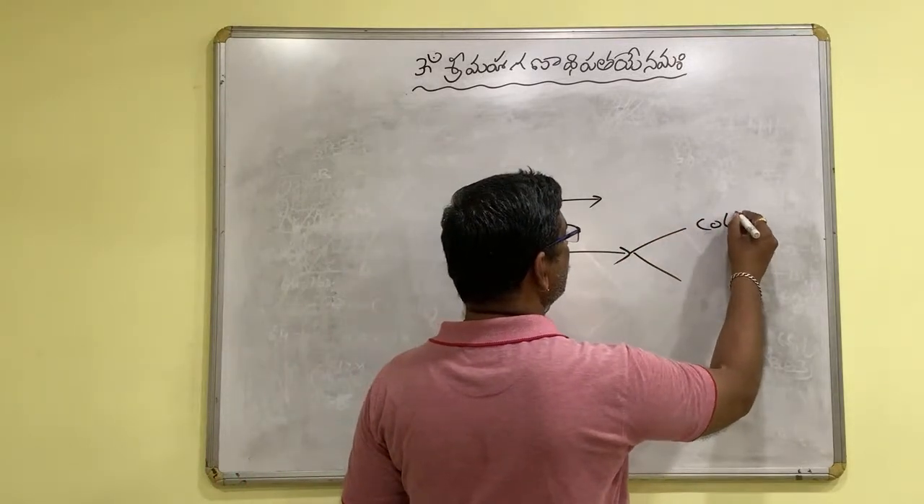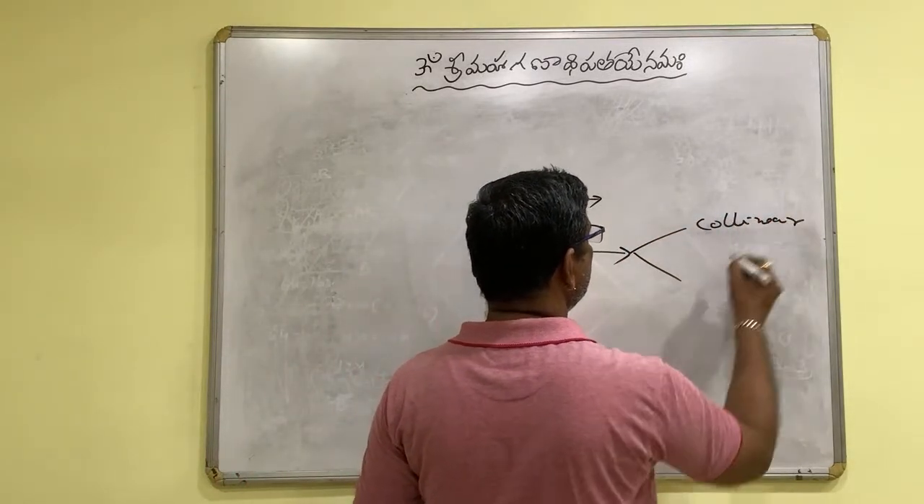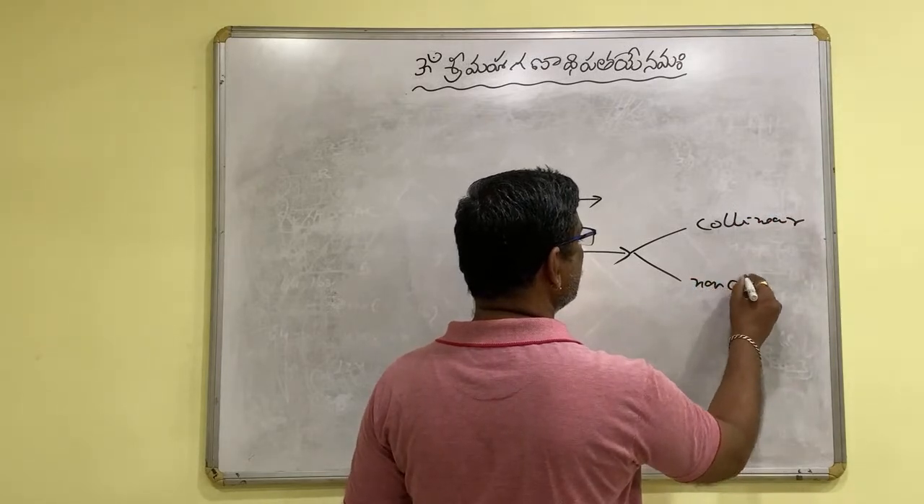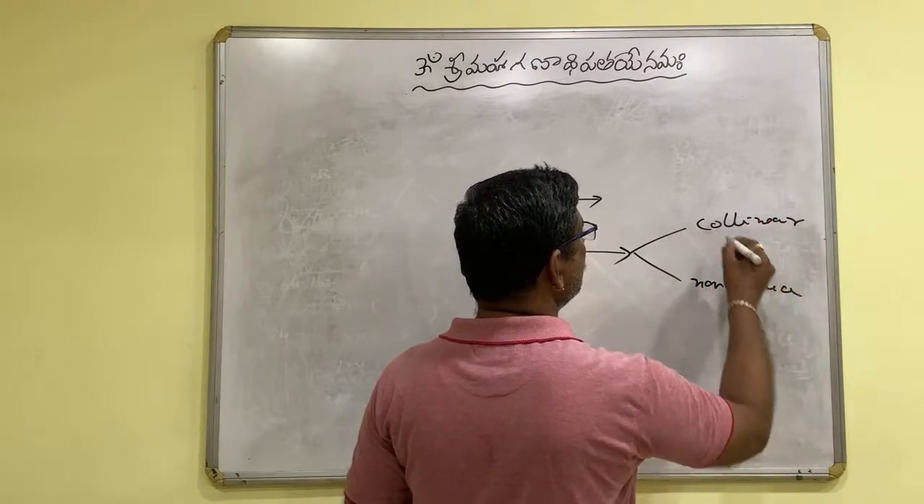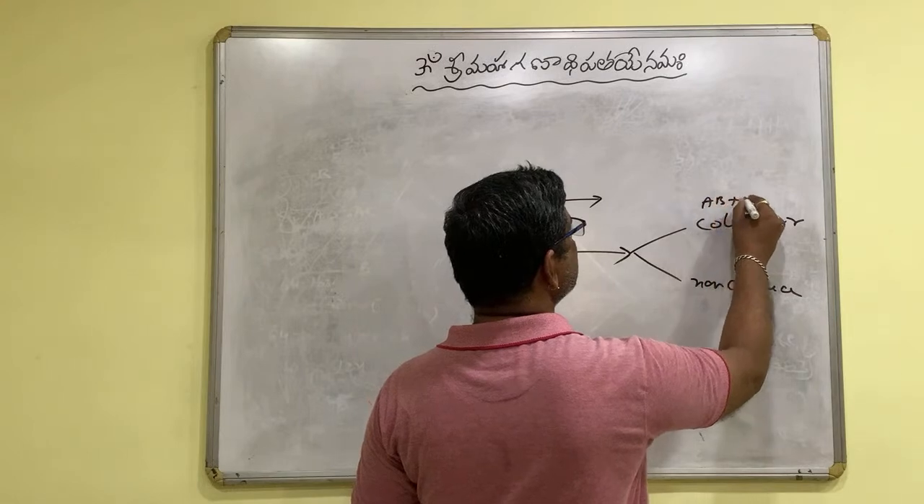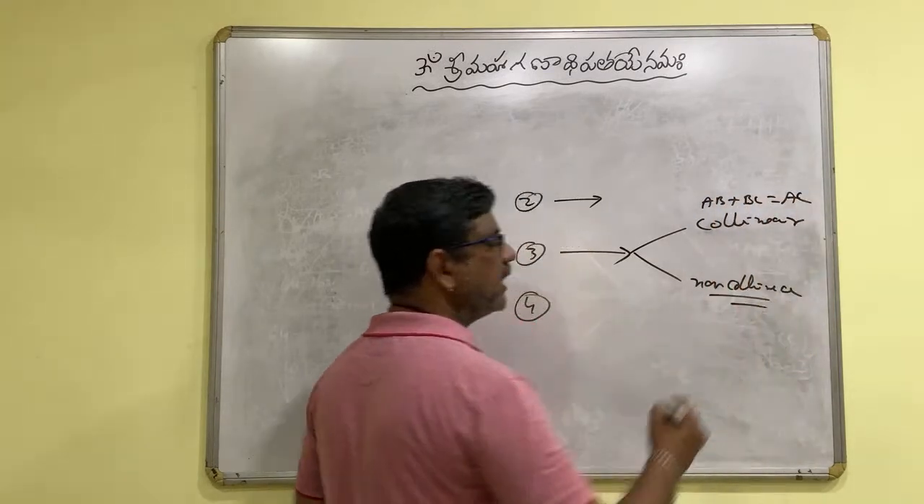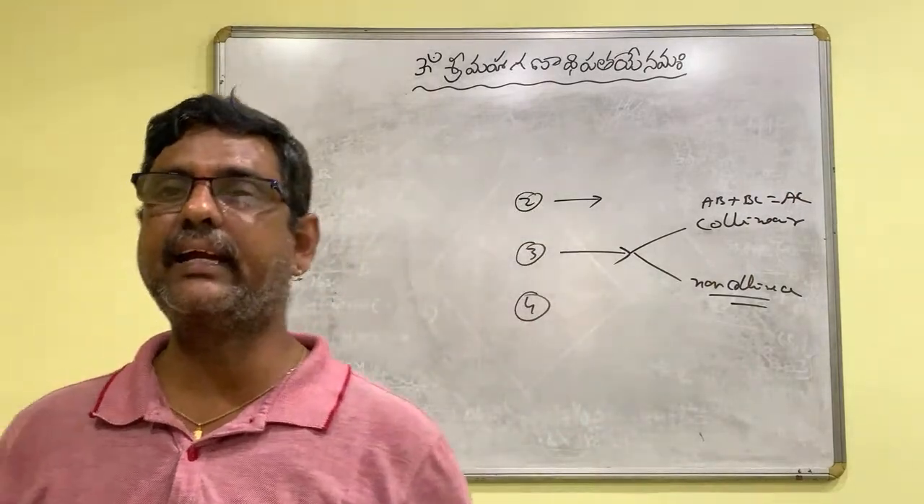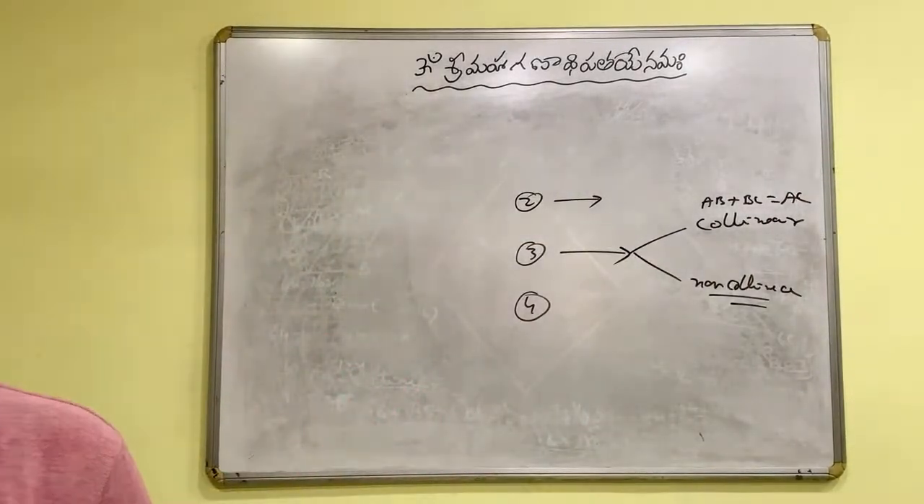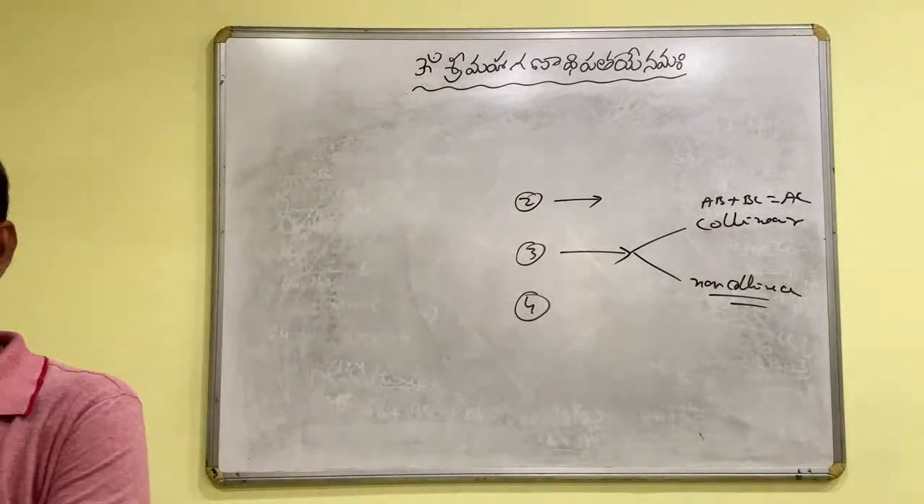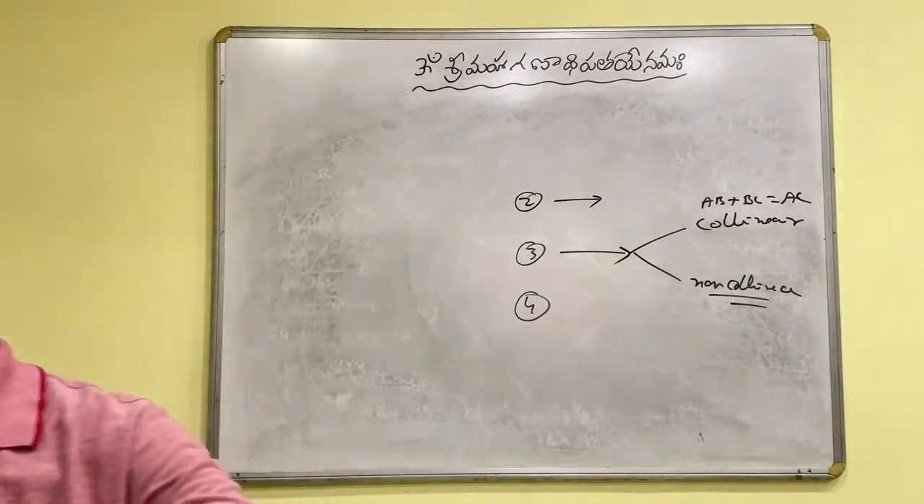About 3 points. Collinear, non-collinear. Collinear అయితే AB plus BC is AC. Non-collinear అయితే we'll get different types of triangles.